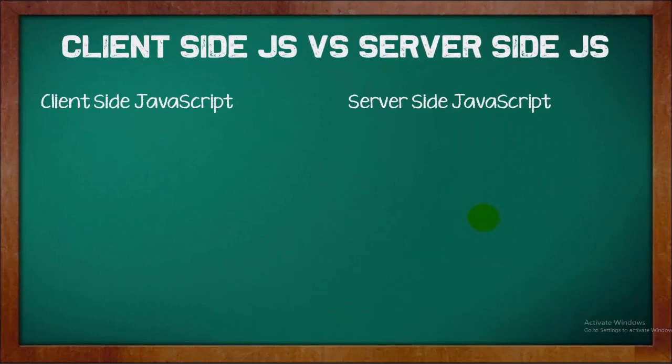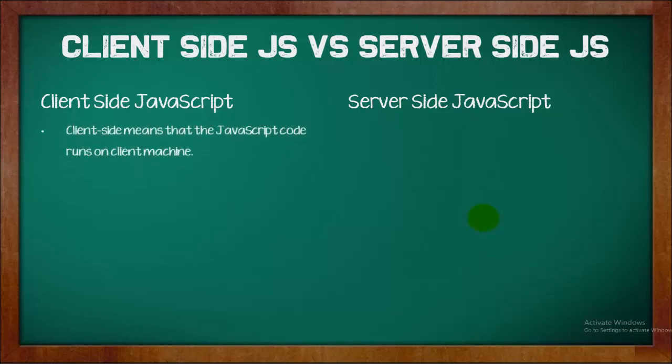So now, as I already said in my previous slide, we will concentrate on what is client-side JavaScript and what is server-side JavaScript. First, to start with, what is client-side JavaScript? Client-side means that the JavaScript code runs on the client machine, that is, in my local computer. When I type a JavaScript program and execute it in my own computer, that is client-side JavaScript. Whereas server-side means the JavaScript code runs directly on the server without running on my client.